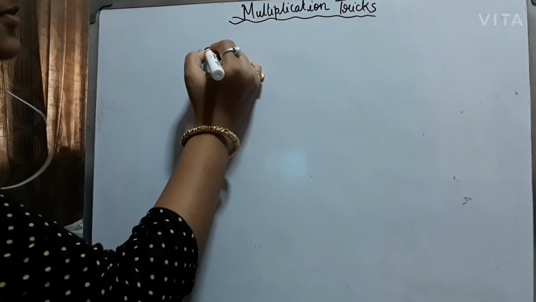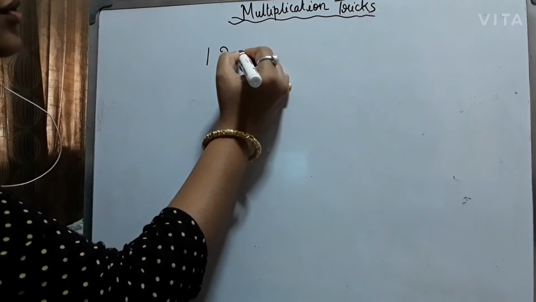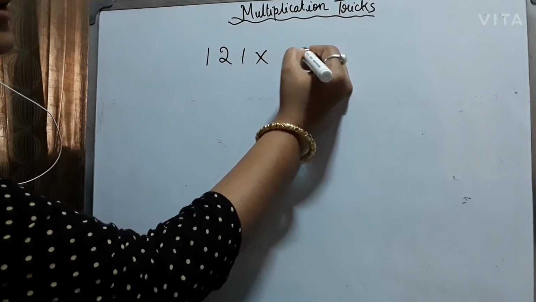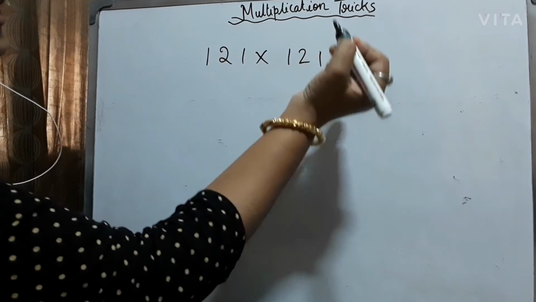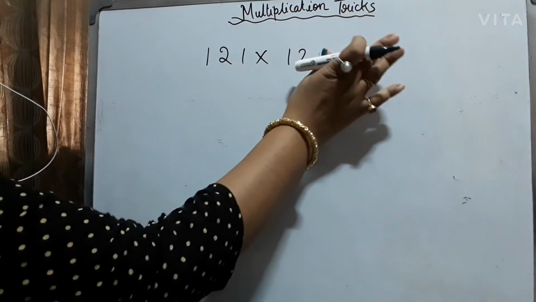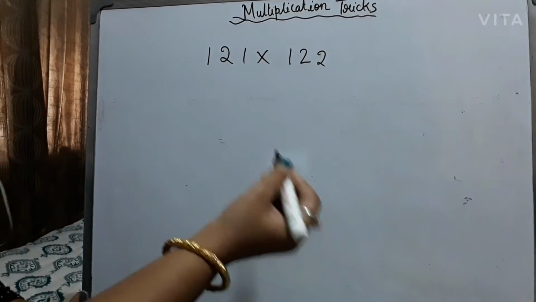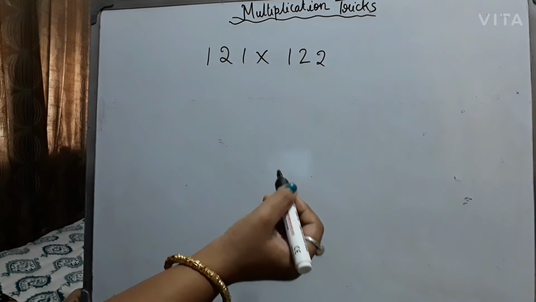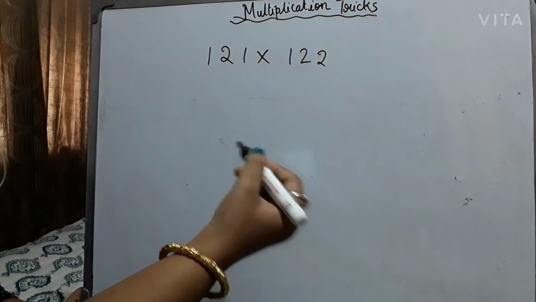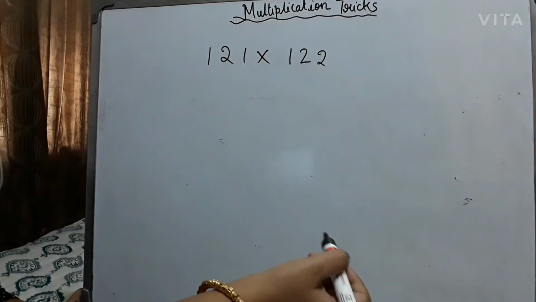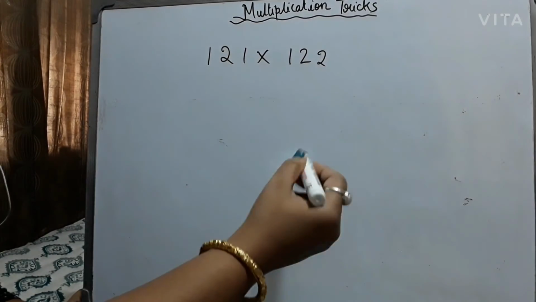Now I will show you one 3-digit sum. 1, 2, 1 multiplied with 1, 2, 1. I am taking small numbers because I told you these sums you can do with small numbers only. If you take 8, 9, you can't draw so many lines. At that time you have to use the previous method of arrows and cross.